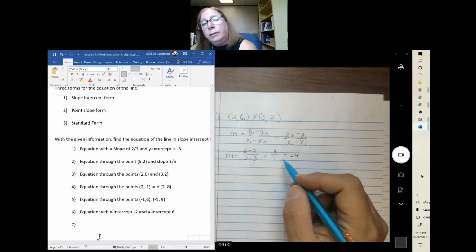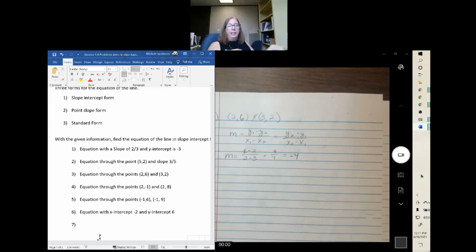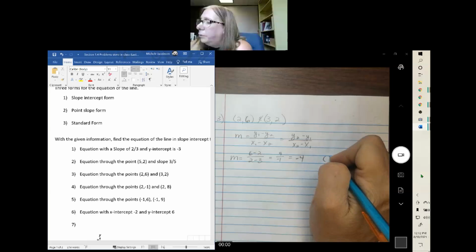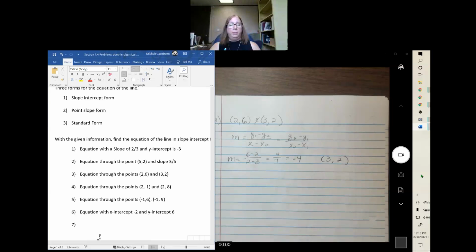You can use either one of the 2 points. I usually choose ones, if there's negatives, I would choose the positives. One smaller than the other, I would choose that. You can use either one. I'm going to use (3, 2). You could do it with (2, 6), and we'll find that we get the same answer in the end.